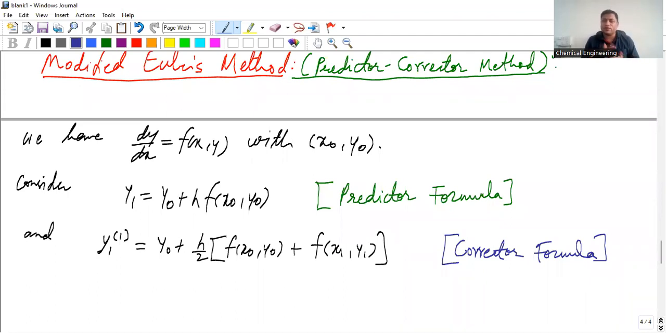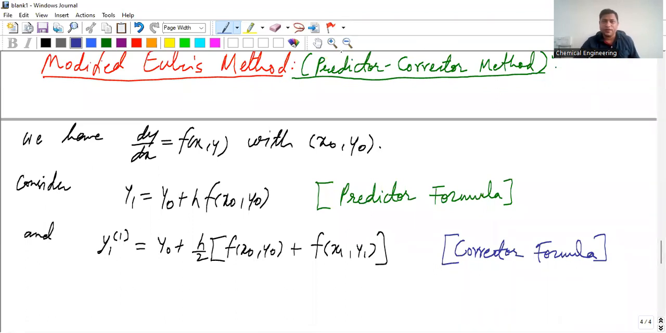We got the value of x1, y1, we move on to x2, y2. We got the value of x2, y2, we move on to x3, y3, and like that. But in the modified Euler method, you will move to x1, y1, and then we will correct the value of y1. And once the correct value of y1 is obtained, then we move to the next step. So this is how the Euler's method is modified.